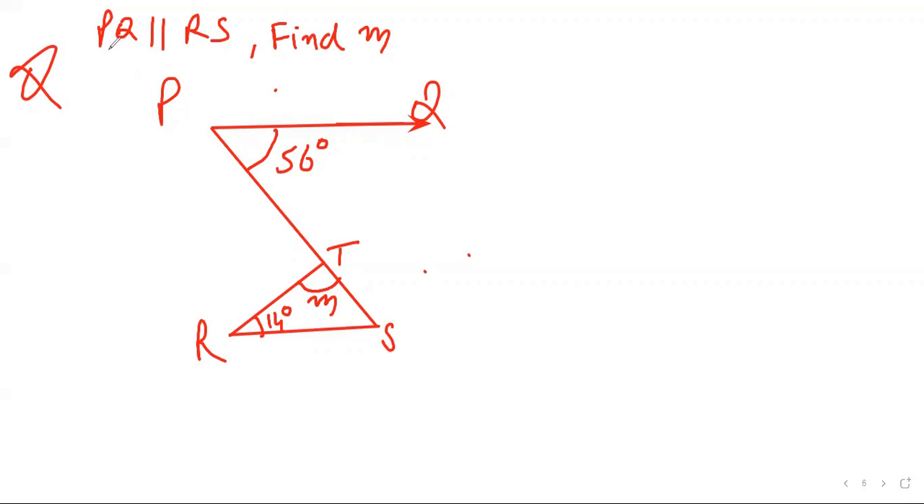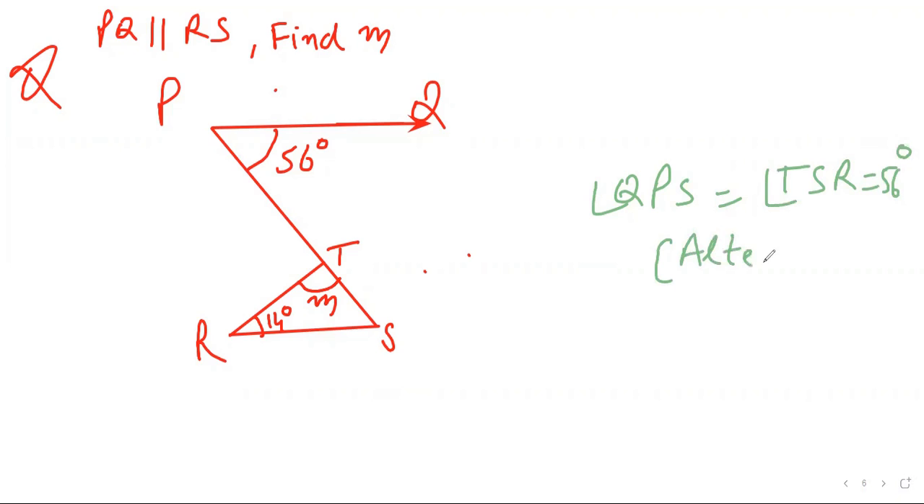In this particular question, PQ is parallel to RS. To find the value of angle M, since PQ is parallel to RS, that means here PS is a transversal. When PS is a transversal, that means angle QPS is equal to angle TSR, which is 56 degrees, because alternate interior angles are always equal.